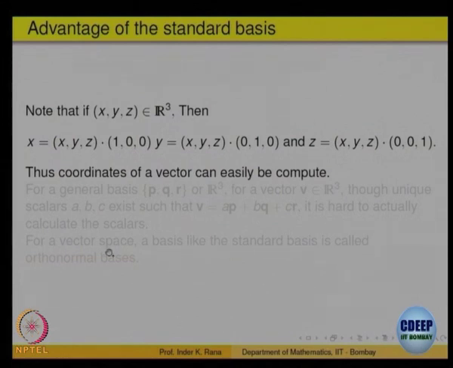For example, if x is any vector, then its coordinates x, y and z are simply obtained as follows. What is x? X is the vector dot 1 0 0. What is the component y? The vector x y z dot 0 1 0, and the third one is x y z dot 0 0 1. So, if I take the dot product of any vector with each one of them, I get the coordinates of that vector. That is the advantage. Otherwise, how will I get the coordinates if it is a general basis?